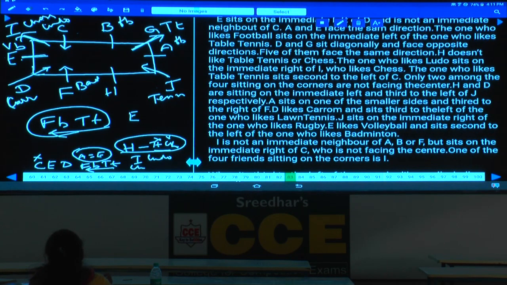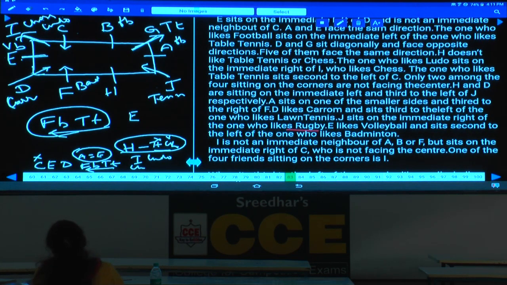Immediate. J sits on the immediate right of the one who likes rugby. As J is to the immediate right of the one who likes rugby, tell me how many persons are facing towards the center? 1, 2, isn't it? 1, 2, 3, 4. Four persons are facing the center as of now.